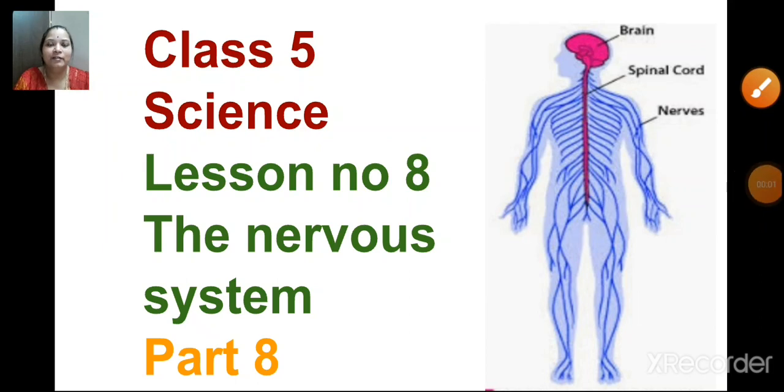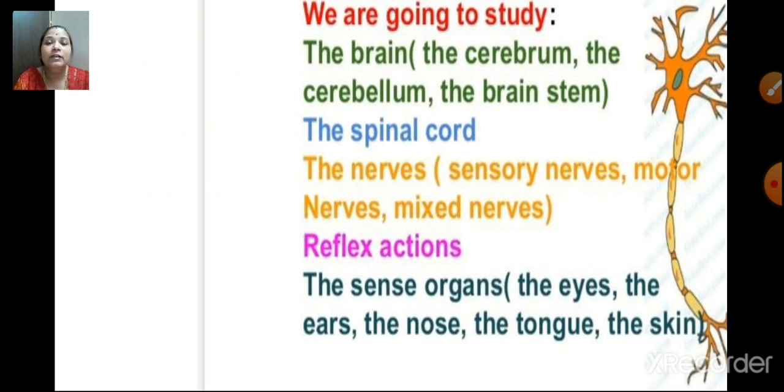Hi children, we were discussing lesson number 8, the nervous system. In this lesson, we have discussed the nervous system, the parts of the nervous system, and its functions. We have discussed the brain, the parts of the brain: the cerebrum, the cerebellum and the brainstem. Children, we have also discussed the spinal cord.